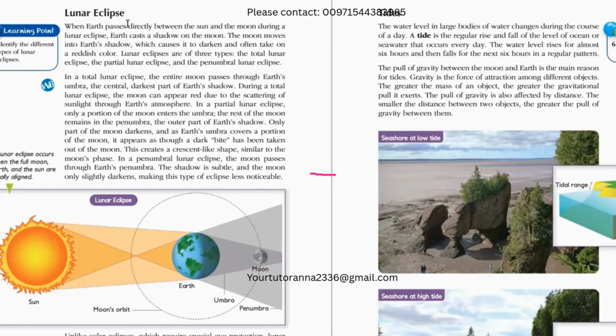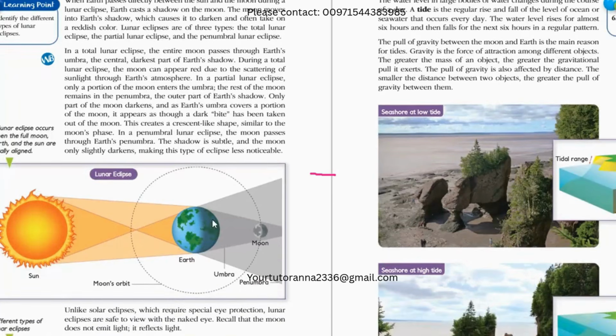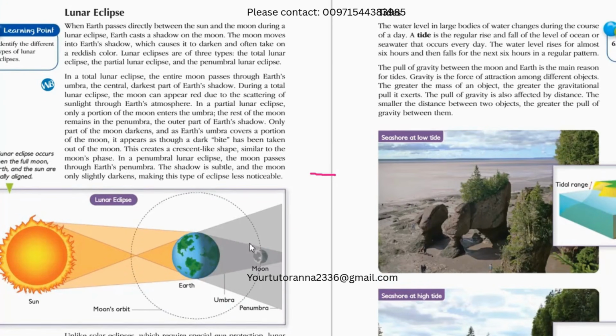Lunar eclipse: when the Earth passes directly between the sun and the moon during a lunar eclipse, Earth casts a shadow on the moon. So now what is the lunar eclipse? The lunar eclipse is just, look, you can see it here, that the Earth came in between the sun and the moon. Earth casts a shadow on the moon. So what happens? The Earth is actually blocking the light, so it's causing a shadow in here. That's it. Which causes it to darken and often take on a reddish color. So now it darkens and causes a reddish color.